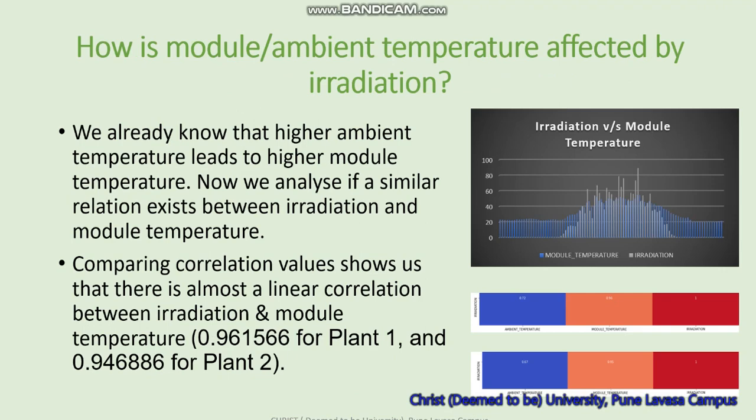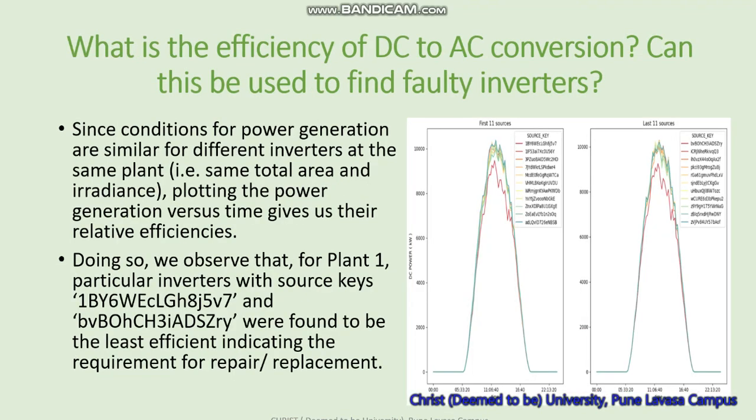We also try to figure out if the ambient or module temperature is affected by irradiation, and from the positive value of the correlation that we saw from the heat map, we can safely understand that there's a positive correlation, which means that if the irradiation increases, we can expect the ambient module temperature to rise as well. We're also trying to find out the efficiency of DC to AC conversion, and we can use that to find out the faulty inverters.